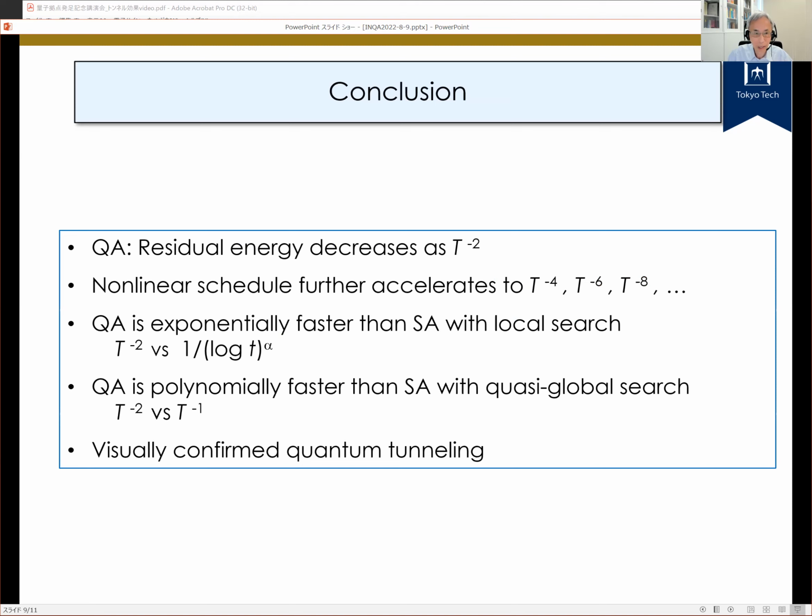So to conclude, we found that quantum annealing decreases the energy as a function of t in the t square inverse law. And nonlinear schedule further accelerates the decrease to any power of t, which is much faster than the local search in the classical case. But even if we adopt a quasi-global search in the classical process, quantum annealing is faster. And we also visually confirmed the process of quantum tunneling. Thank you very much for your attention.